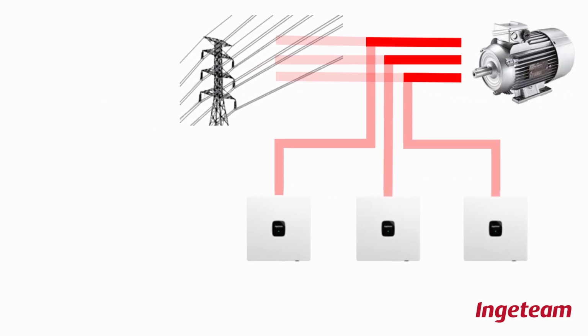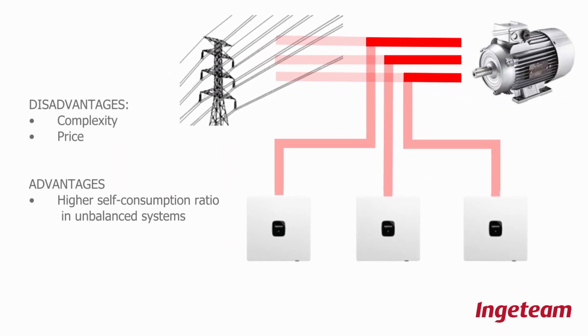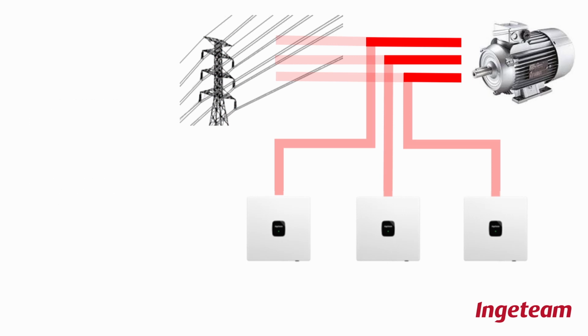The first ones present greater complexity and price. However, in facilities with unbalanced consumption, where there might be large consumption differences between each of the three phases, they provide a higher self-consumption ratio. This is due to the fact that the decisions are taken by each of the inverters for each one of the phases independently. In this way, each phase will self-consume as much as possible, which significantly increases its self-consumption ratio.